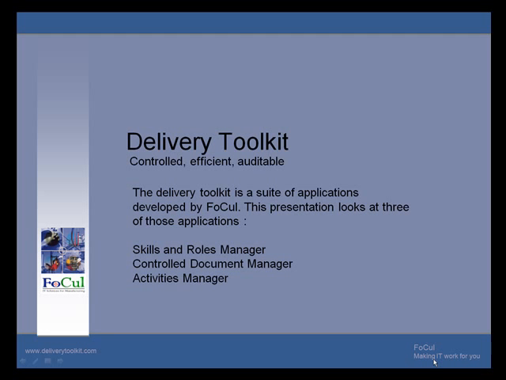So that concludes our screencast on the Delivery Toolkit. We've looked at the Skills and Roles Manager, which is an application that allows you to manage training records, both historical ones and ones for the future. It also manages roles, and because it knows about roles and skills or training records, it can automatically highlight the gap in the skills that people currently hold for the roles that they're meant to be competent to do.